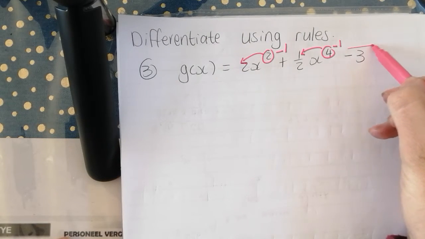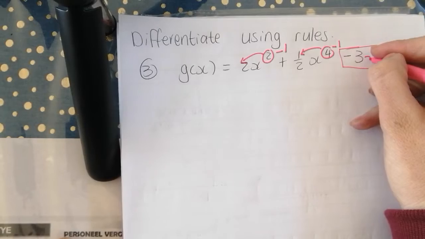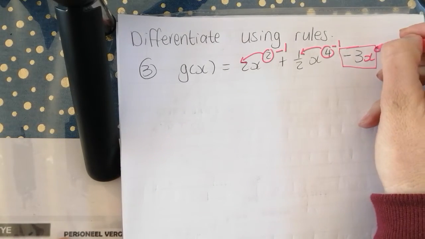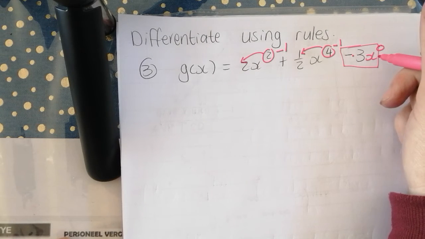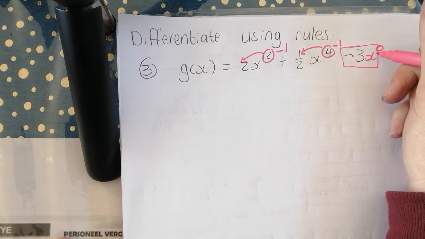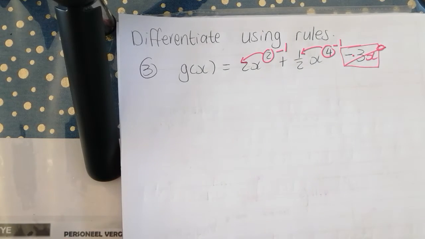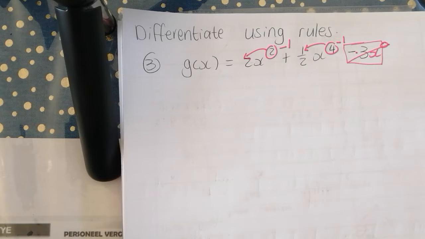Now, like we said in class, 3 doesn't have an x with an exponent. This is technically x to the power of 0. Now, what's going to happen if I say 0 times by negative 3? That's just going to become 0. 0 times by x to the power of 0, which is 1, is just going to be 0. So the constant value falls away when I differentiate using my rules.